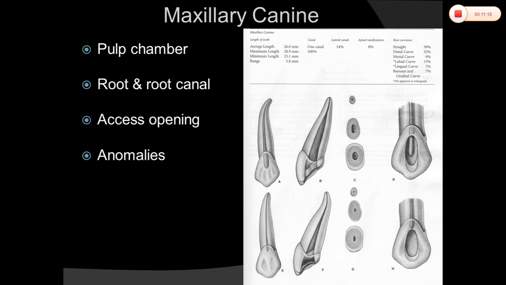I think you know this dental anatomy better from your first and second year itself. So the pulp chamber outline at the CEJ is oval. Against the presence of the lingual shoulder, you must remove it. It's an oval shaped access cavity.